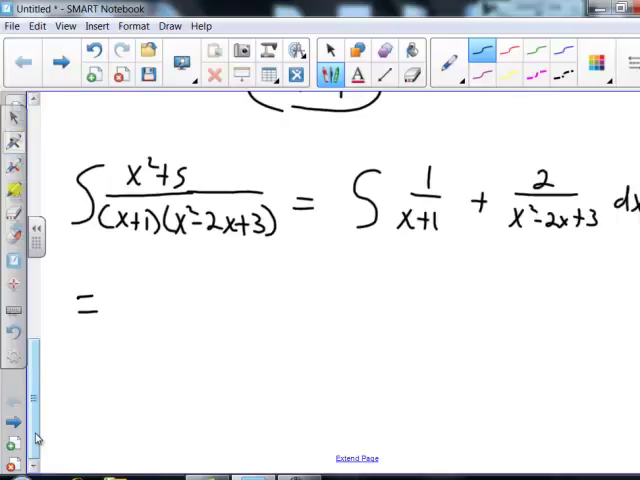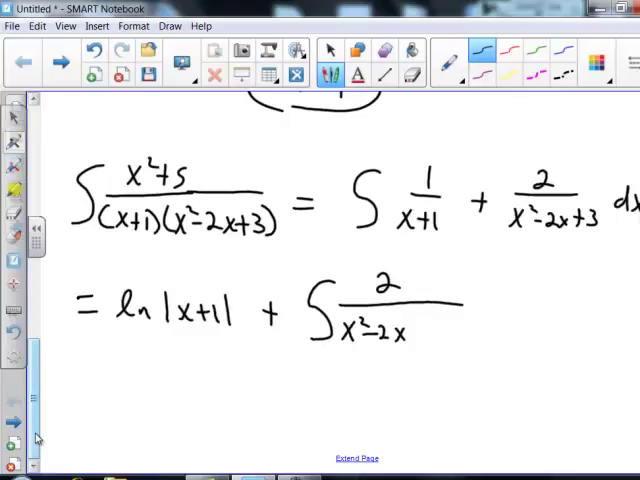The first piece, no problem. Integral of 1 over x plus 1, that's the natural log of the absolute value of x plus 1. No problem with that piece. Plus, the second piece I still got to do some work on. This is 2 over, and something that looks like this just screams to you to rewrite it with completing the square. So this is going to be x squared minus 2x. Half of negative 2 is negative 1. Square that, you get 1. So plus 1, turn around, minus 1, and then plus 3. Add and subtract 1 in there.